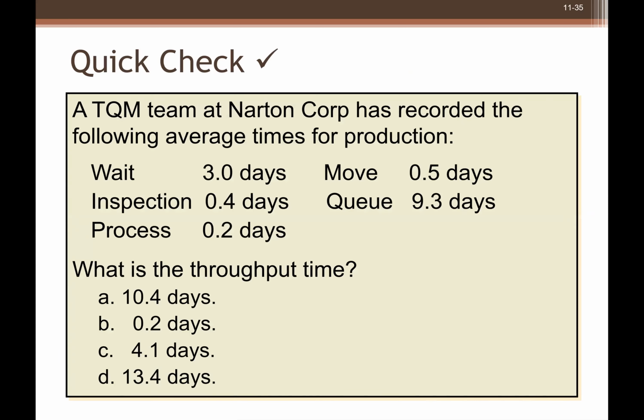Average times for the production. What is the throughput time? We exclude the wait time, so process time, move time, queue time, inspection time. So that is our throughput time. And what is the answer here?